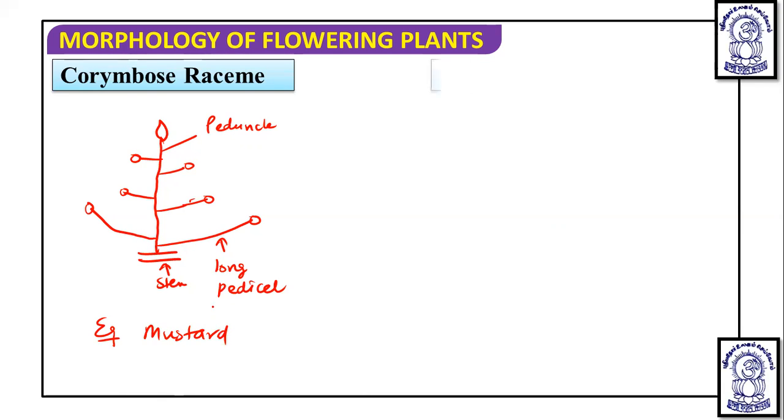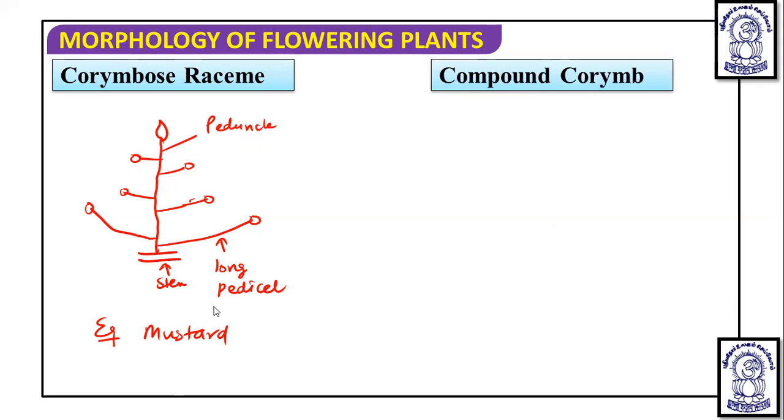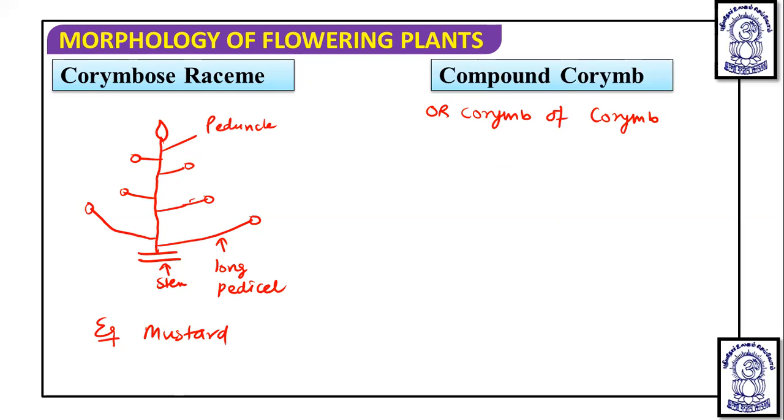Corymb is found in mustard, but actually corymbose raceme is found in mustard. But another type is there, that is known as compound corymb. This compound corymb is known as corymb of corymb, or compound corymb. Now, in this, what happens? In compound corymb, if you see, the peduncle is branched.